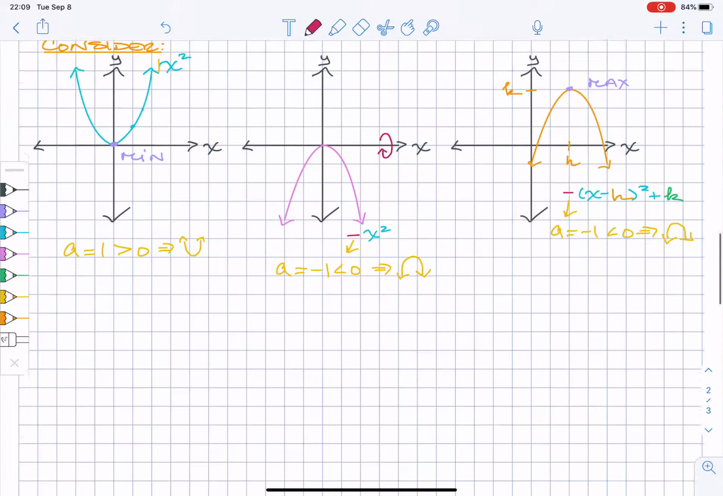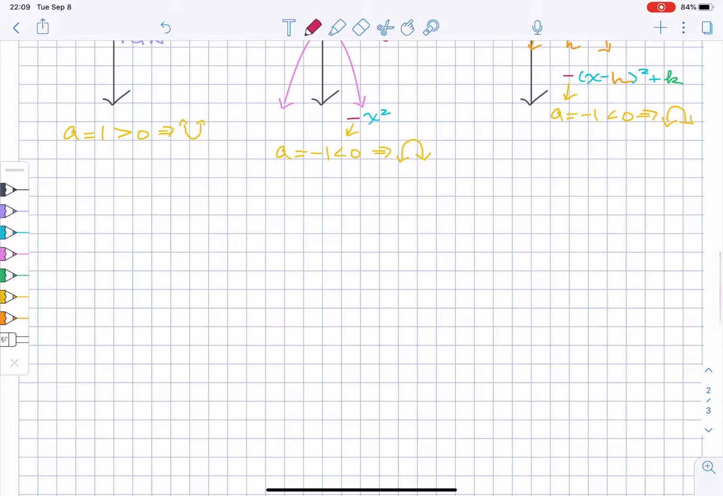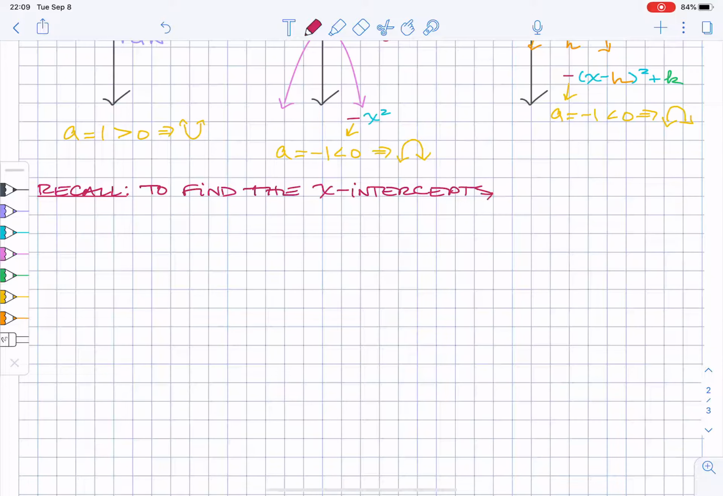So let's recall before I move on. To find the x-intercepts, we set y equal to 0 and solve for x.